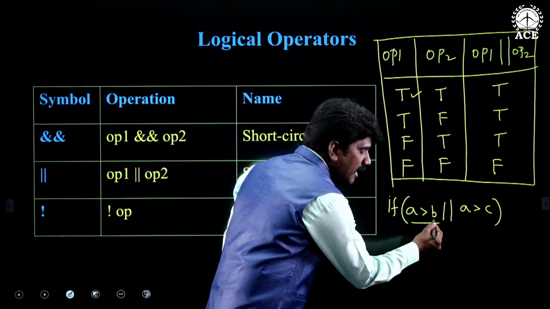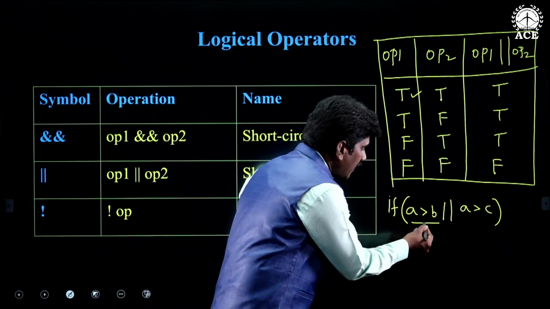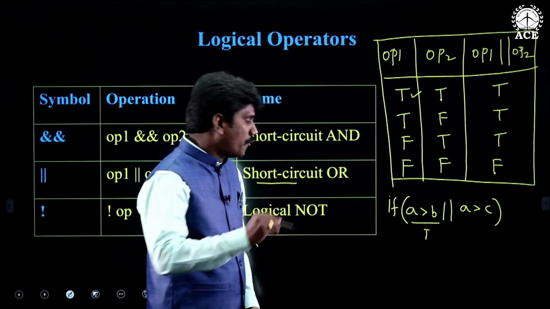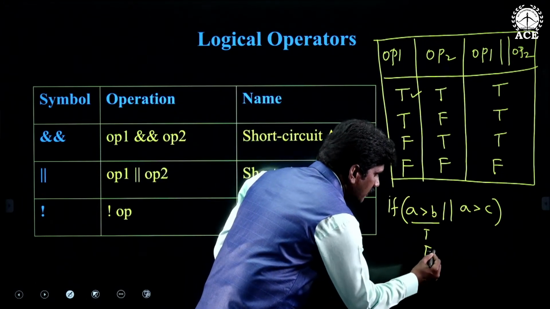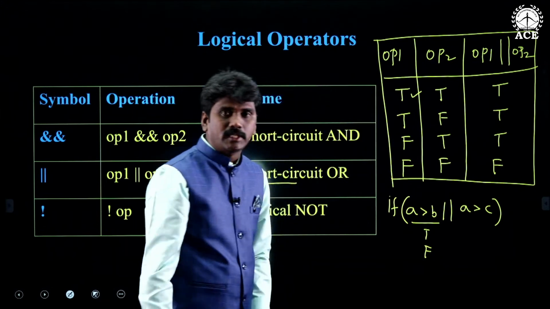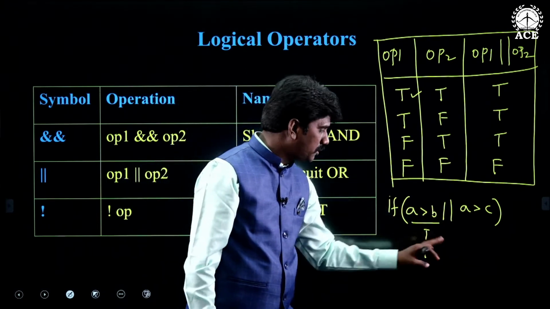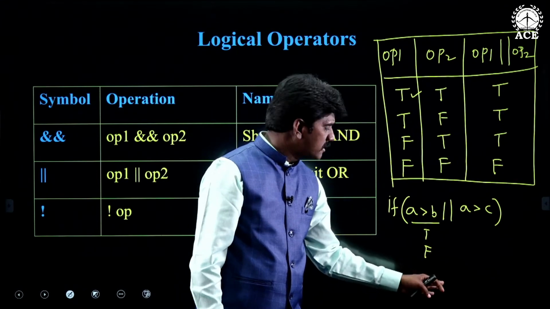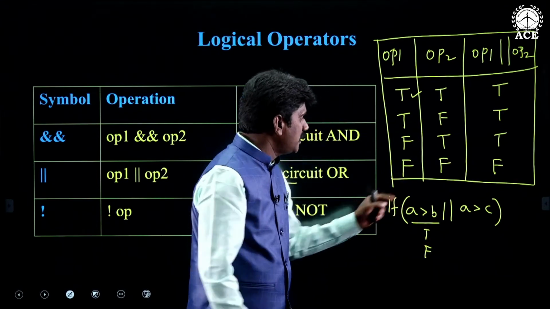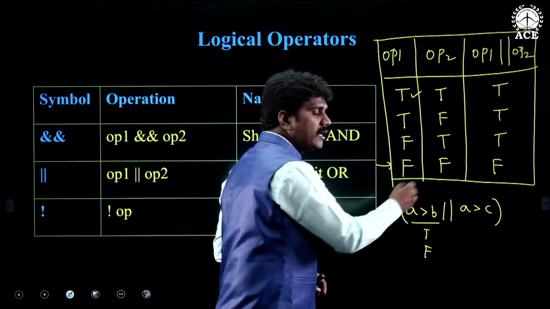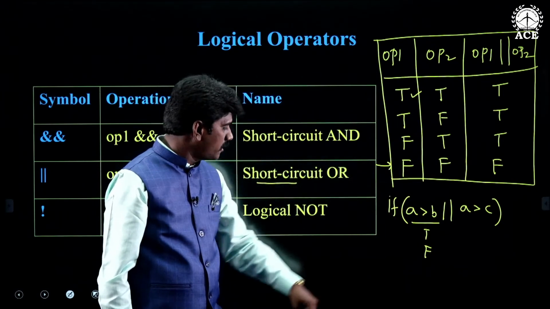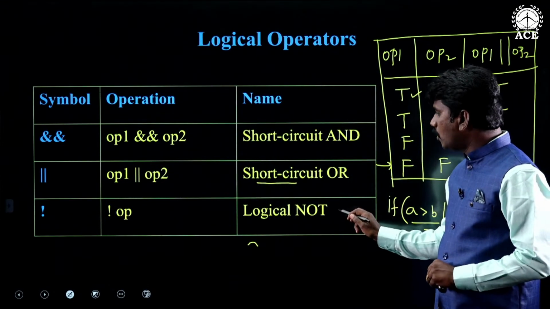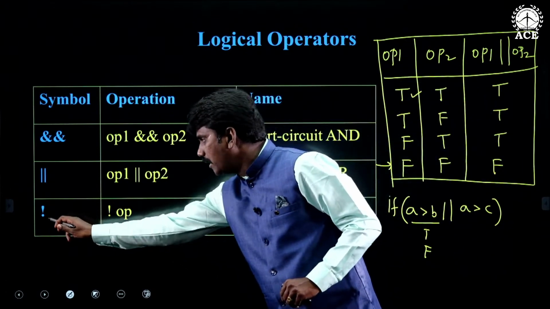So A greater than B, the condition is checked here, and for example, if it is true, then the second one will not be checked. For example, if the first one is false, in that case only it is going to check the second one. If the second one is true, then the result is going to be true. Otherwise, the result is going to be false. Means from this we can understand that if both are false, then only the result is false. Like this, the third one we are having is logical NOT, the symbol is the exclamatory operator.